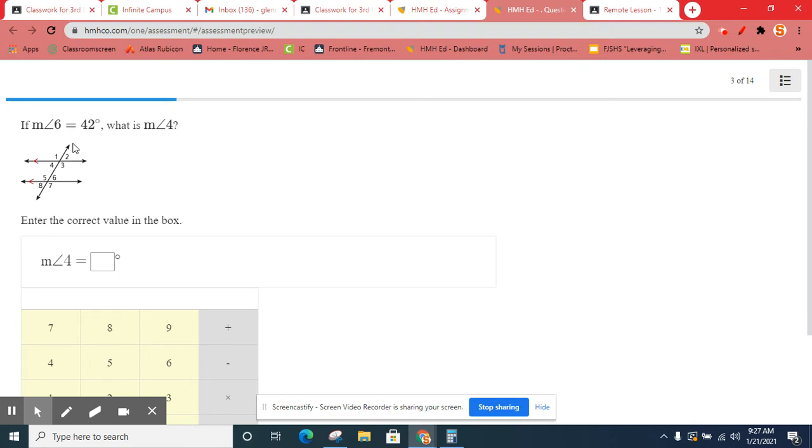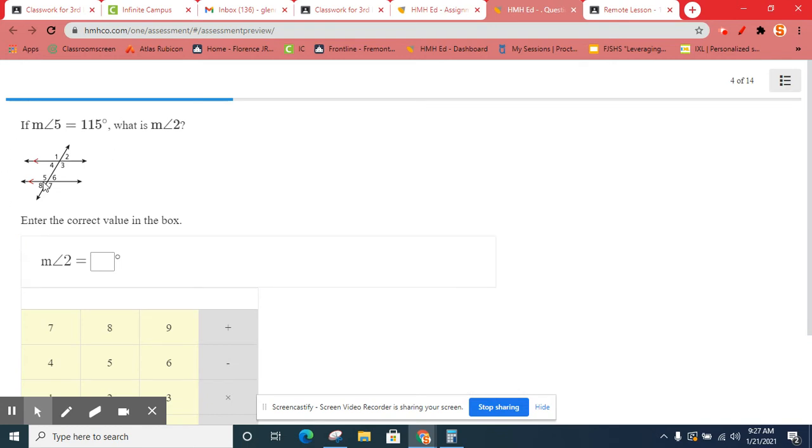Number 3, angle 6 is 42. There's angle 6 there. What is angle 4? These are what we call alternate interior angles. Alternate interior angles are congruent. You can see that's a small angle, that's a small angle. So if one is 42, the other one is going to be 42 as well.